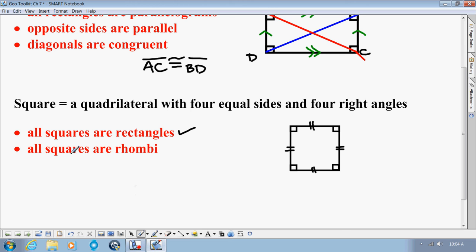And also all squares are rhombi. Now rhombi is plural for rhombus. So all the properties that are true for a rhombus are also going to be true for a square, because remember, once again, what's the definition of a rhombus? You have 4 equal sides and it's a quadrilateral. So that means that the squares have lots of different properties. They have rectangle, parallelogram, and also rhombus properties as well. So definitely go back, look at your toolkit for those, and that's going to be true for all squares.